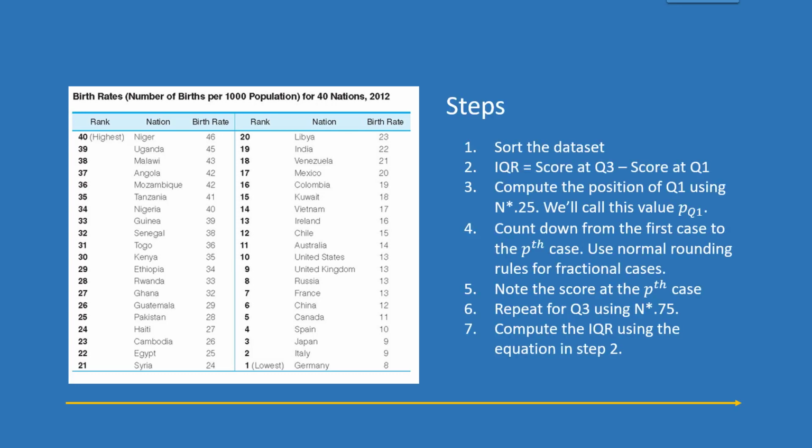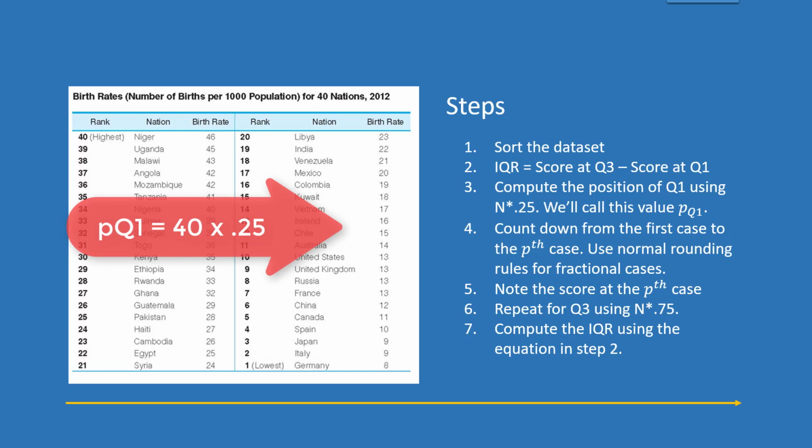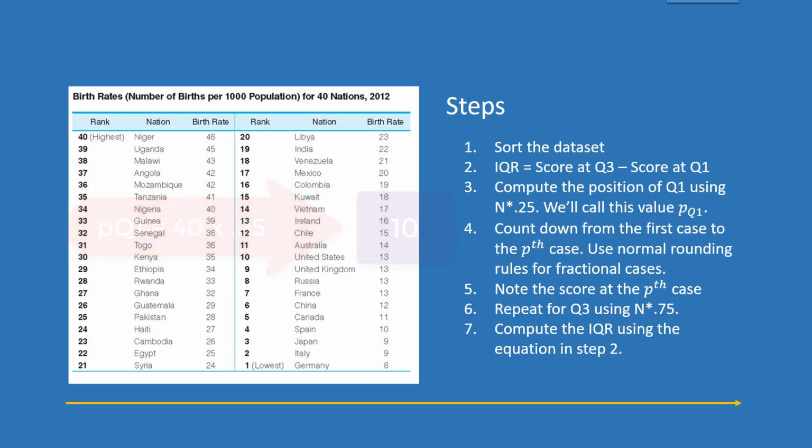Here are the steps. Since the data is already sorted, we'll start at step 3. To find the score at the first quartile, we multiply the number of scores in the data set by 0.25. We'll call this the position of Q1, or PQ1 as I've written it out here. In this case, there are 40 scores, so PQ1 equals 40 times 0.25. 40 times 0.25 equals 10. So far, so good. We know that the score we're looking for will be the 10th one. We find the 10th case by counting up from the lowest score, and in this example, that score is 13.